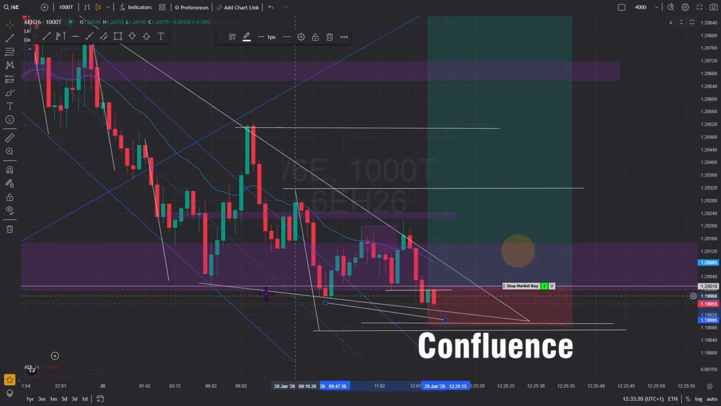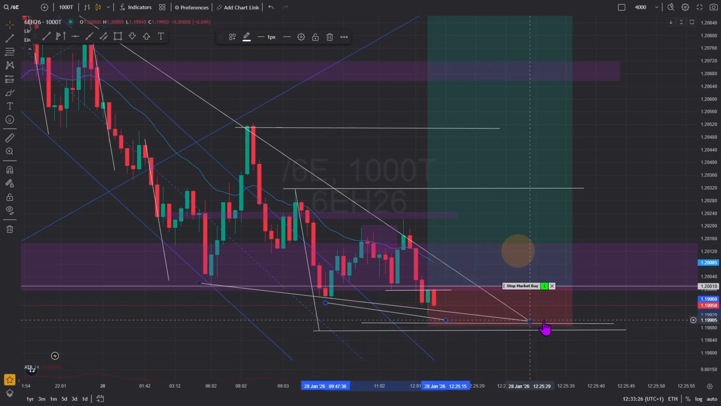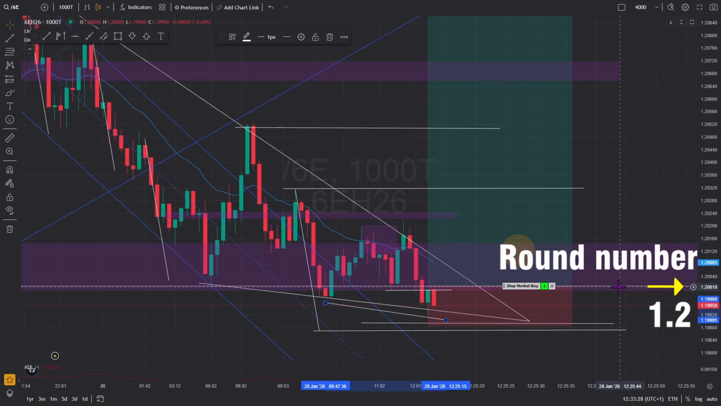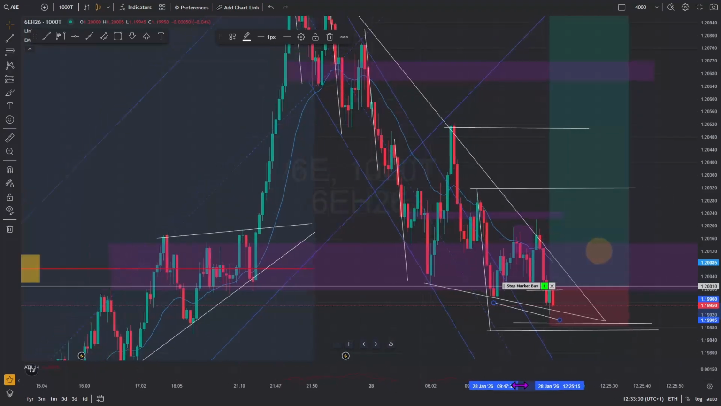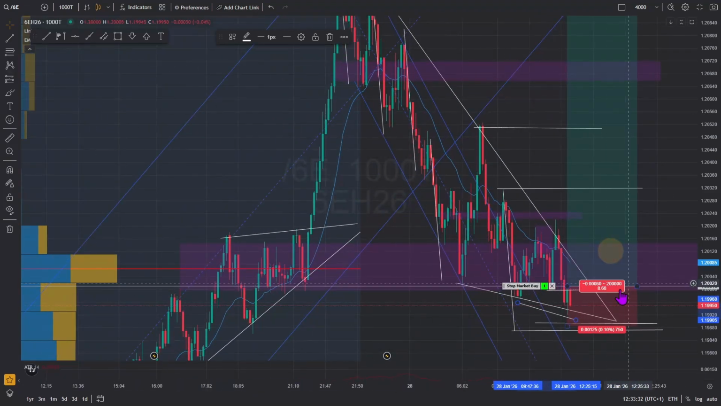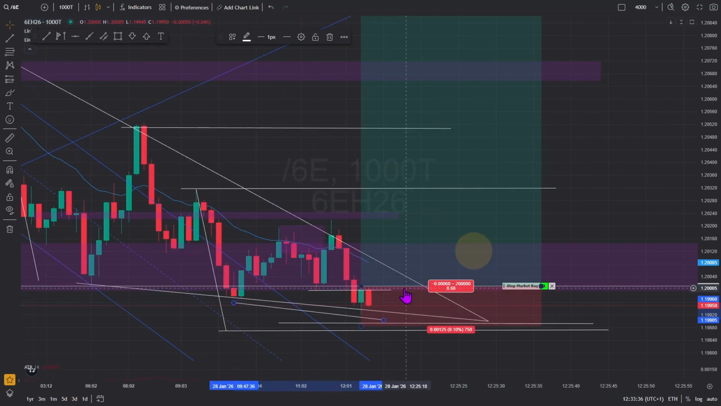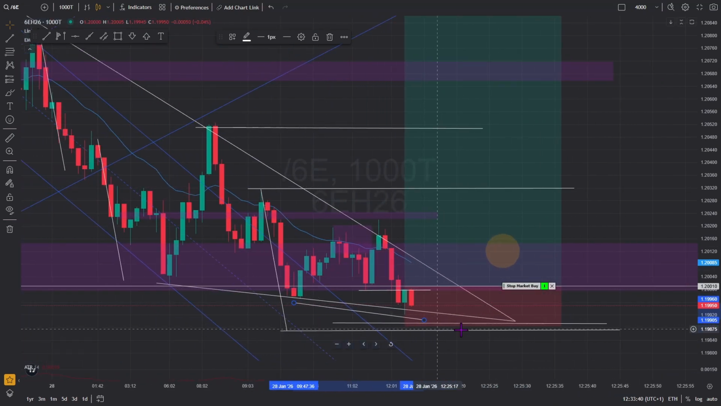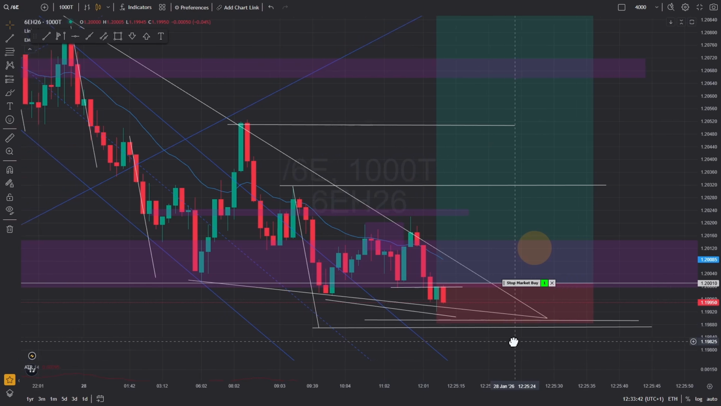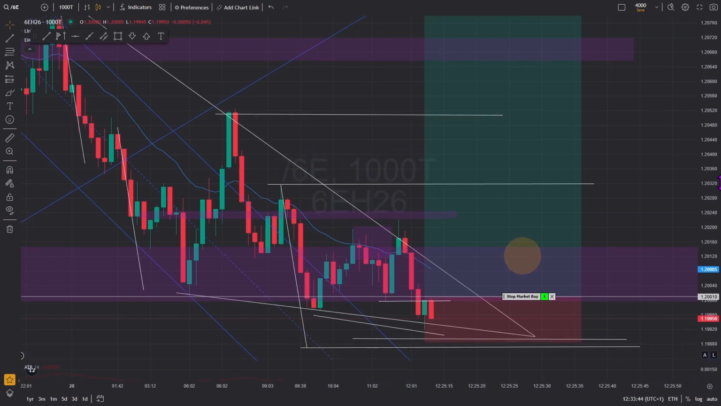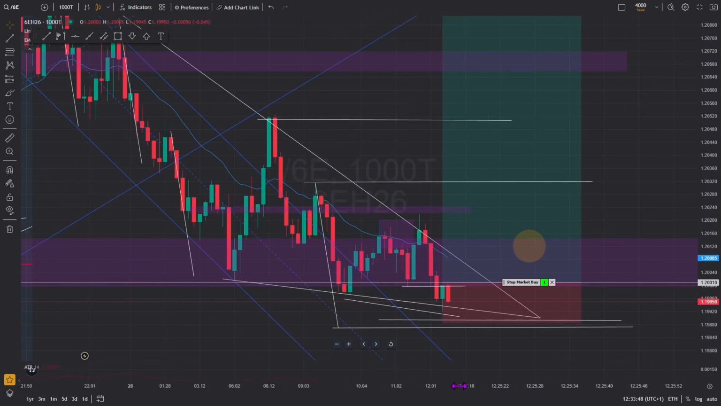We have confluence, we have same distance between swing lows, we have the end of the wedge, we have a round number, we have volume, a lot of volume there, we have a support level, and we have the fifth measure move. So what else do you want to have? I mean, more confluence, it's impossible. And we have a trap, a nice trap signal.